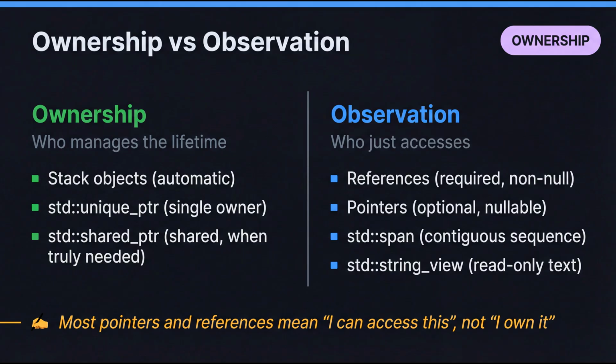Observers just access the object during a call. References observe required objects. Pointers observe optional objects. Span observes a contiguous sequence. String view observes text. The critical rule: observers must never outlive the owner. If the owner destroys the object while an observer still holds a reference, you get undefined behavior. In modern C++, most pointers and references are observers, not owners.